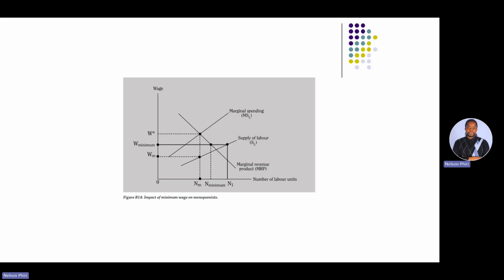However, it is important to note that employment will not increase if the minimum wage is greater than W star. There is a W star on top there. So the minimum wage will not increase employment if it is greater than W star. The effect will be to reduce employment. So very important analysis showing us that if you implement a minimum wage, compared to the monopsonist situation that we saw earlier, imposition of a minimum wage can increase the wage rate as well as increase the number that are employed. That is the analysis to extend the minimum wage in the figure that is shown there, figure B14.